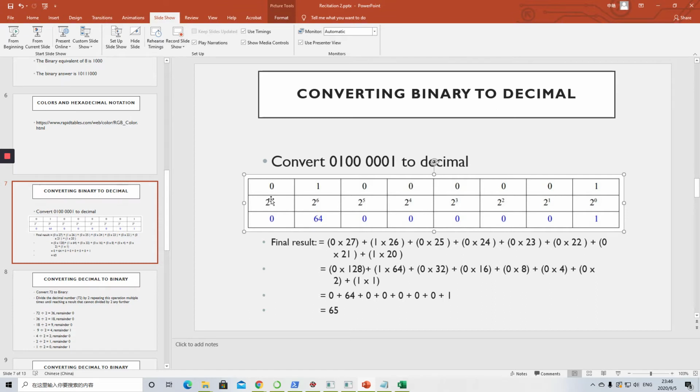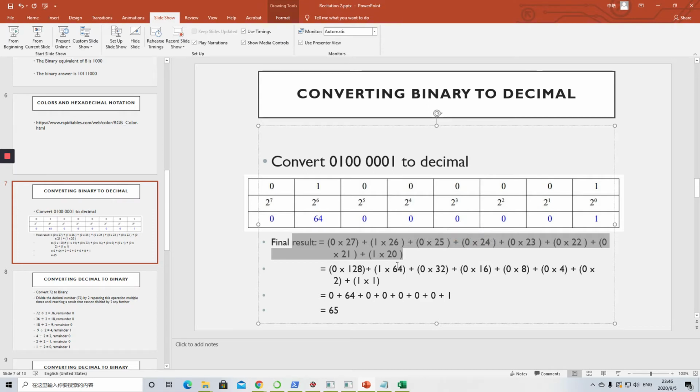Sorry, I think right here we use the numbers on the first row to multiply the numbers on the second row. So for this one, it's not 27, it's 2 to the power of 7. This one is 2 to the power of 6, and so on. So you get the idea, right?